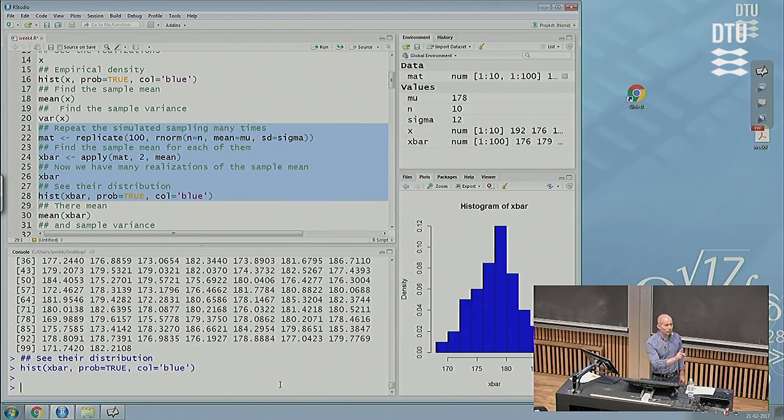Repeated means are centered around the mean. That's one point. And I get an idea of the variability of the mean, right? That's the meta thinking here. We're doing it very detailed now. The mean itself is a random concept.